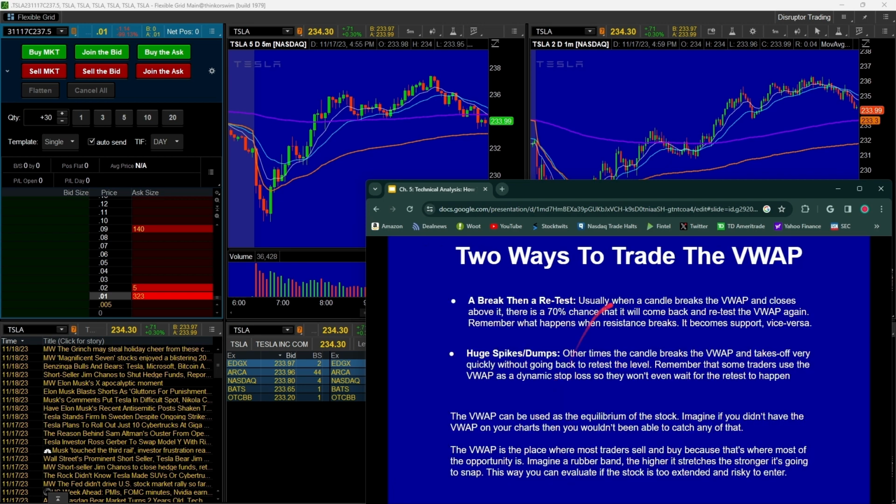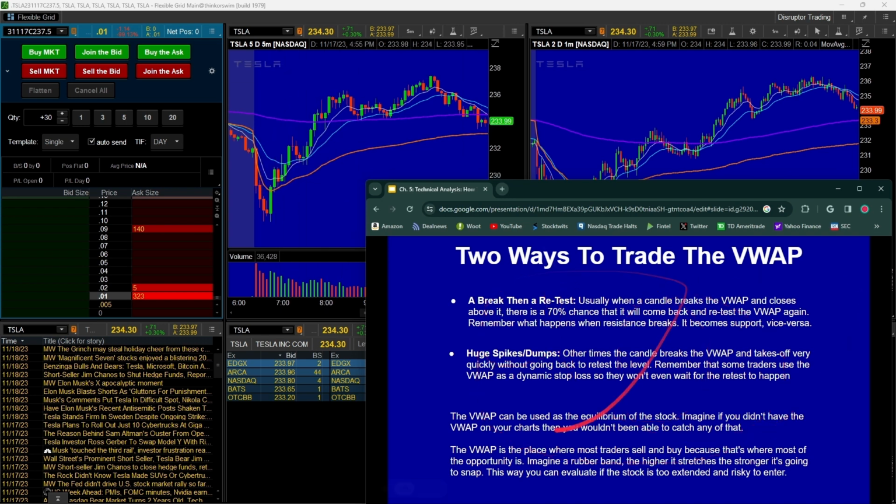Now here's two ways to trade the VWAP. The first way is a break, then a retest. Just like you see on this chart right here. It broke the VWAP, went back to retest it, it held, then it went back up. Usually when a candle breaks the VWAP and closes above it, there's a 70% chance that it will come back to retest that level again. You can see over here it broke it, then it came back and touched it again. It held as support, and it continued back up.